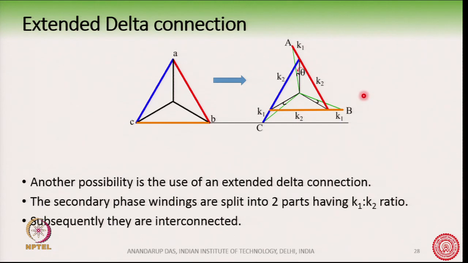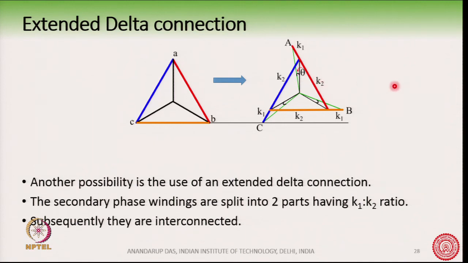This one is also split into k1 and k2 parts. And now the connection is made like this here. So, this phase comes and connects here, this phase comes and connects here. Then again we find that there is a theta angle between the voltage at point A and the voltage at small a here, a phase shift between the primary and secondary side. And this theta angle can again be controlled by choosing values of k1 and k2 and changing the ratio.